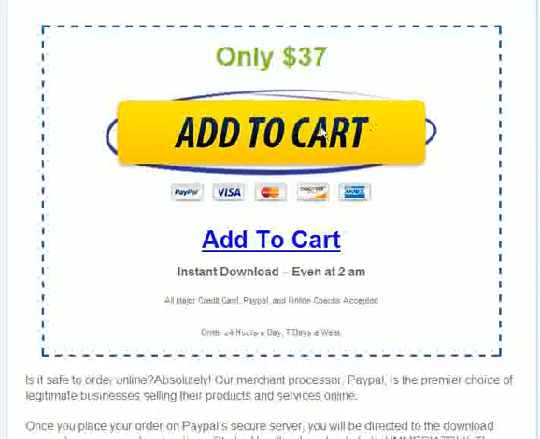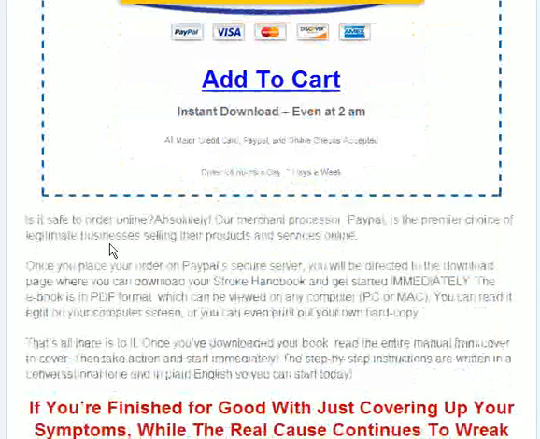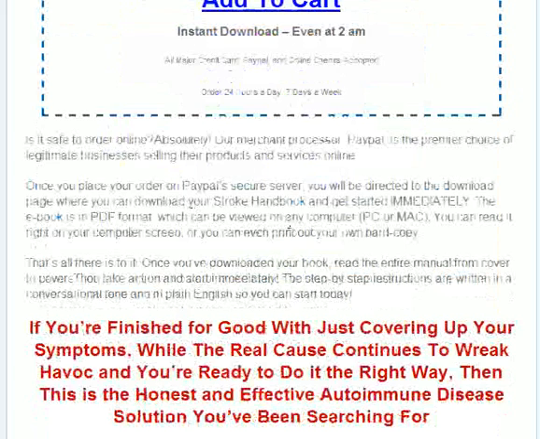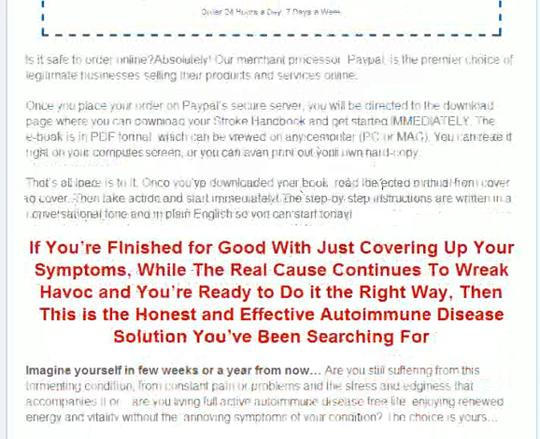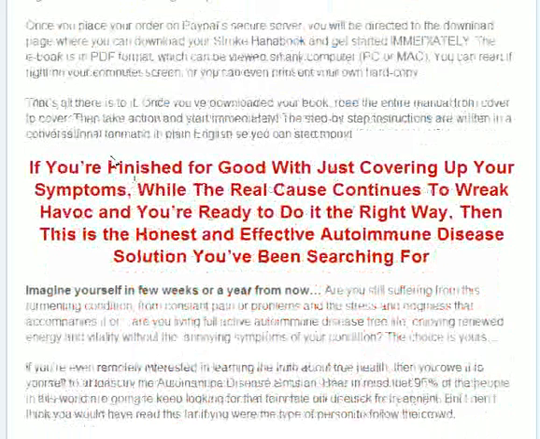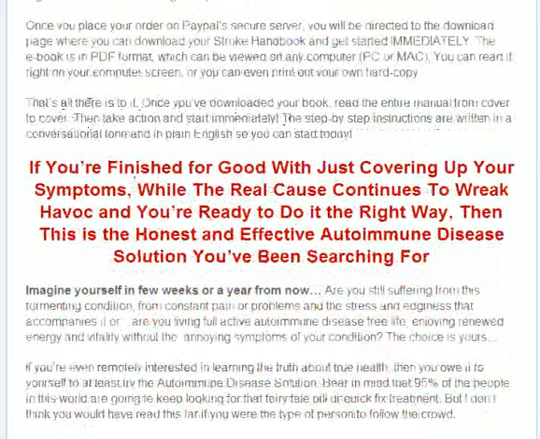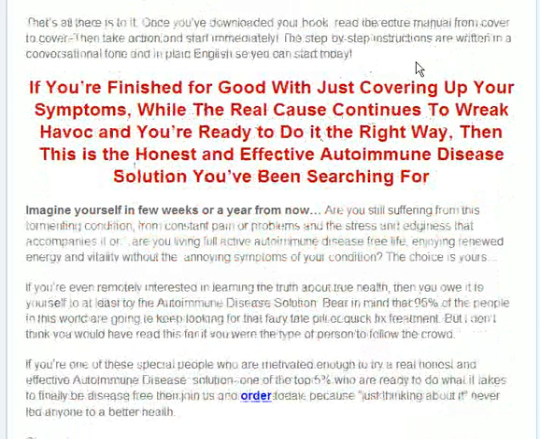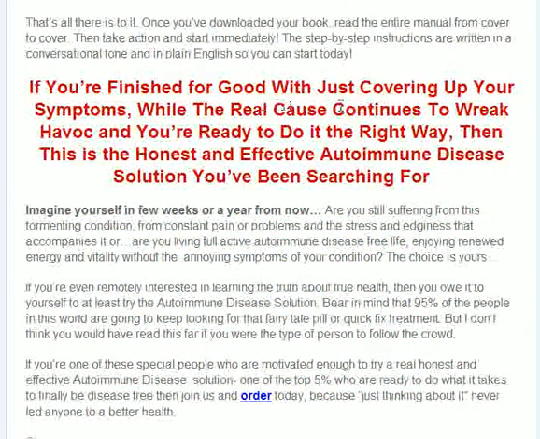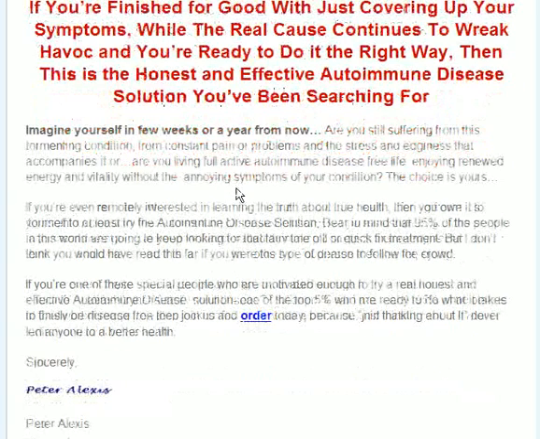Okay, and here, add to cart is safe online. Once you place your order on PayPal secure, you'll be directed to the download page. Give them instructions about what they get. That's all there is to it. Once you download the ebook, you can read the entire manual cover to cover, then take action immediately. If you're finished for good with just covering up your symptoms while the disease continues to wreak havoc, and you're ready to do it, then this is the honest and effective autoimmune solution you've been searching for.